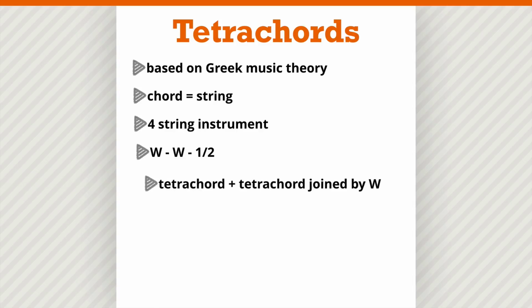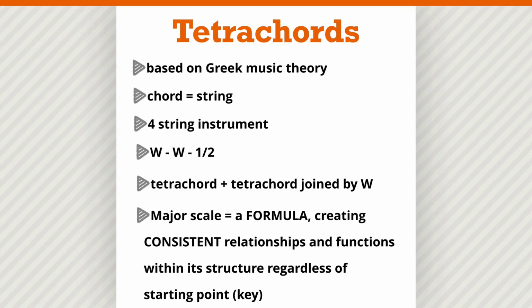What they did was take 2 tetrachords, put them side by side, but make sure that in between the 2 tetrachords was a whole step. So they took a tetrachord, went up a whole step to join the next one and began a new tetrachord. And we're going to look at some of those right now. The end result, of course, was a major scale. And believe it or not, a major scale is a formula.